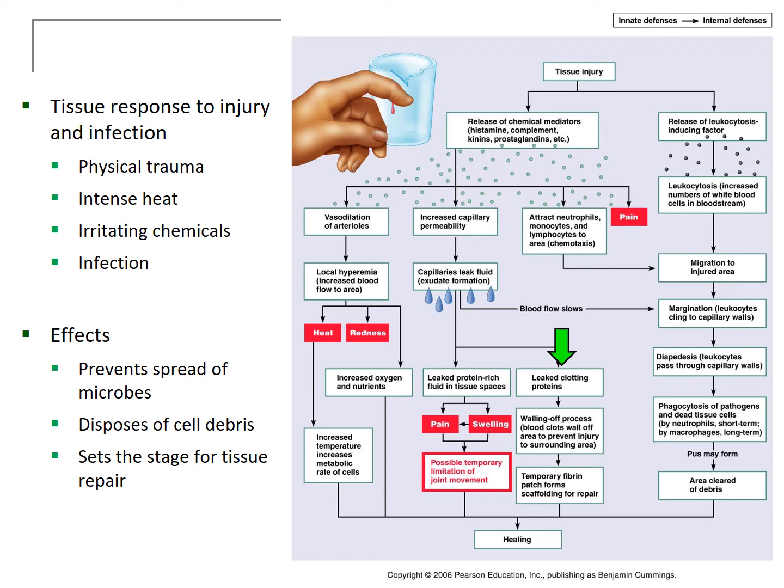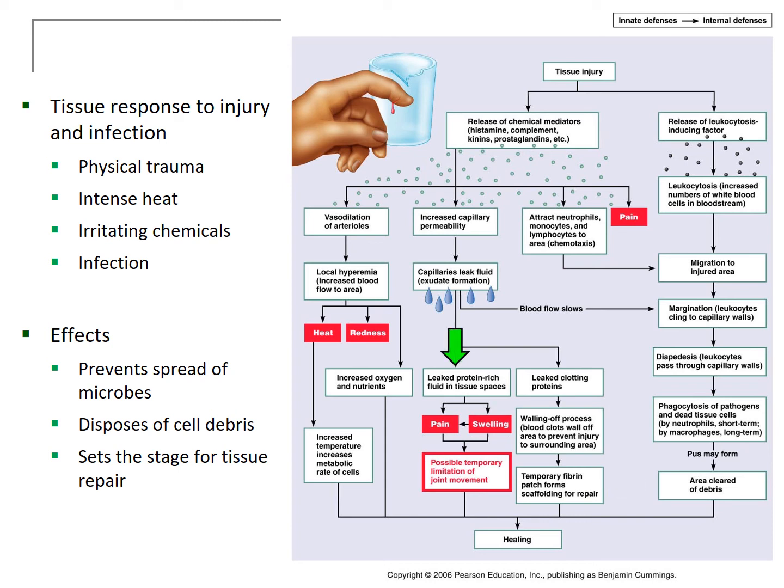Now, when the capillaries leak fluid into the area, they also leak clotting proteins. And so you're going to get this walling off process where the blood clot prevents injury to the surrounding area. In addition to this, the patch that's formed by fibrin actually forms a scaffold for repair.